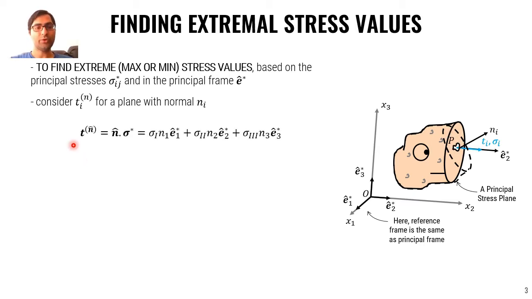To do that, we use the Cauchy stress equation. So the components of the traction vector on the plane with normal n is the normal vector dot the stress tensor, which in our case is the principal stress tensor sigma star. So it is basically sigma star: sigma 1, sigma 2, and sigma 3.